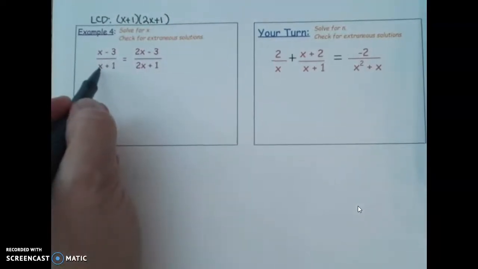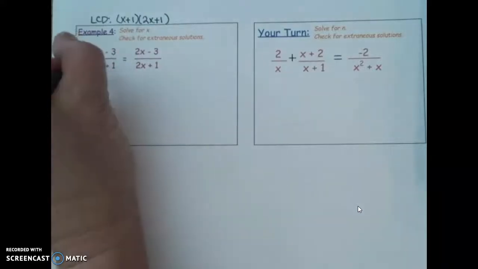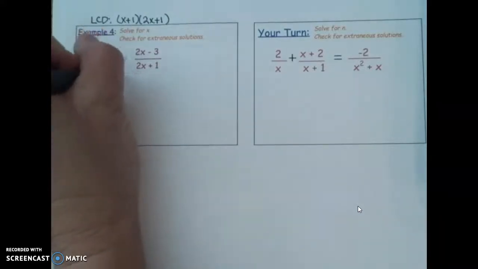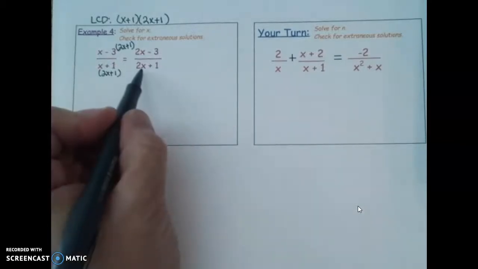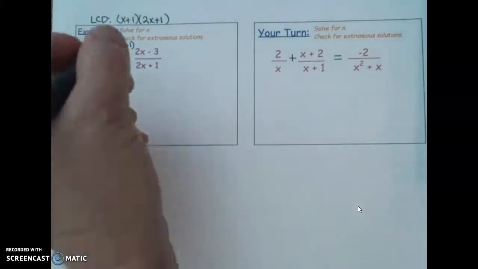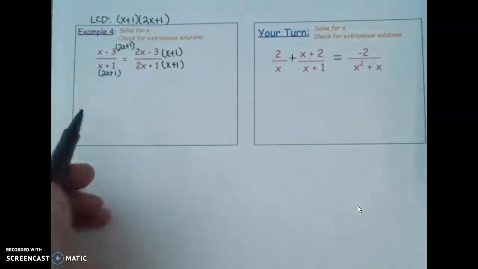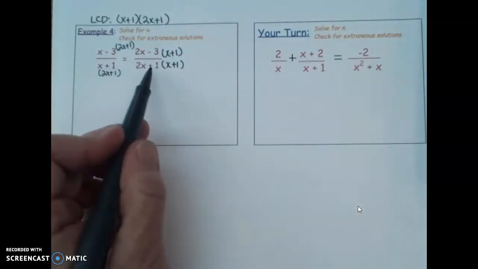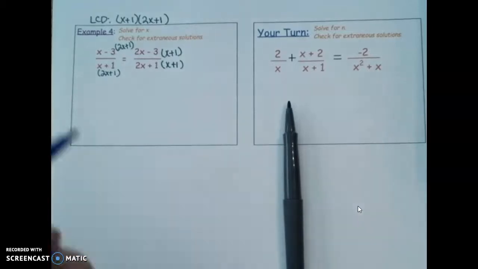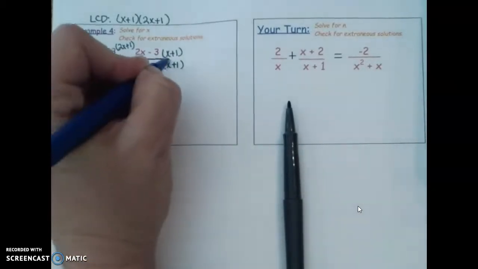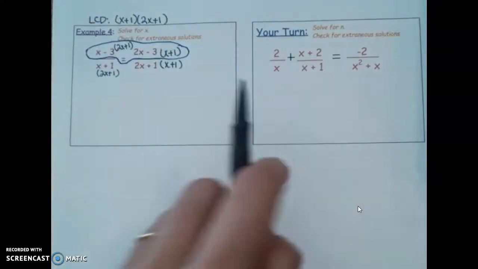So in order for our denominator on the left to look like our least common denominator, we're going to need a 2x plus 1, top and bottom. And then for our fraction on the right, that denominator needs an x plus 1, top and bottom. So now both denominators are the same, so we're ready to circle all the numerators, and then we'll write our equation.